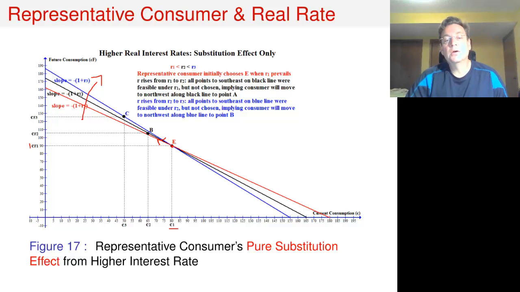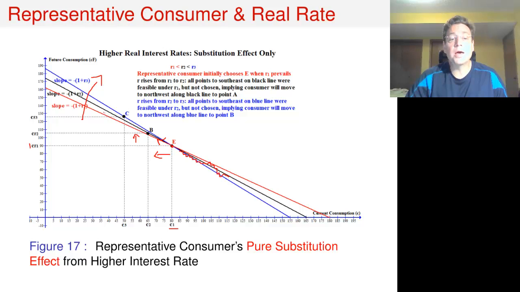How do we know that? Well, because if she chose E under the real interest rate R1, she could have chosen any of these points down here, but she didn't. She chose E. Therefore, we know that when the real interest rate goes up, she's going to move in the northwestern direction. Now that entails reducing current consumption and raising future consumption. So this is the pure substitution effect. A higher real interest rate reduces current consumption, increases savings, and therefore increases future consumption.